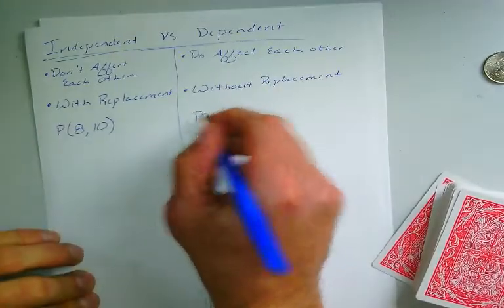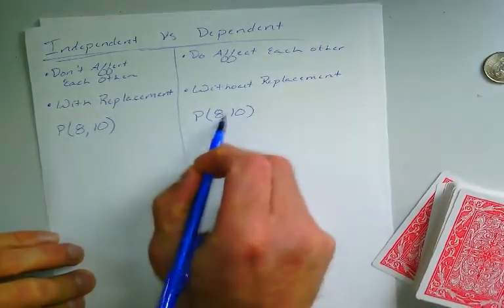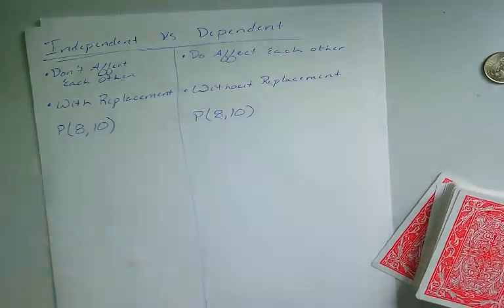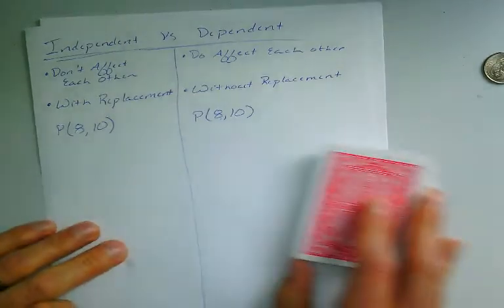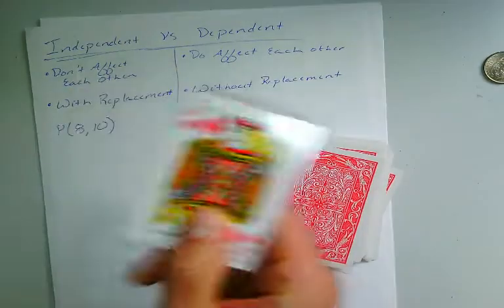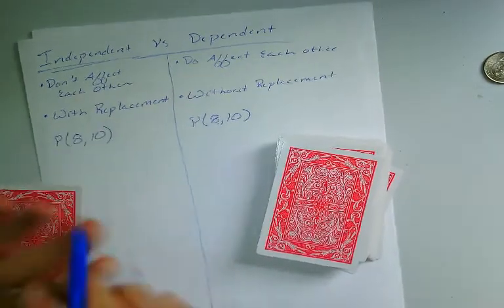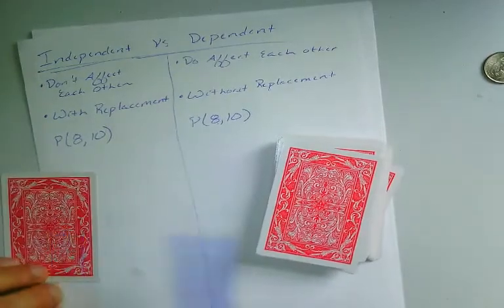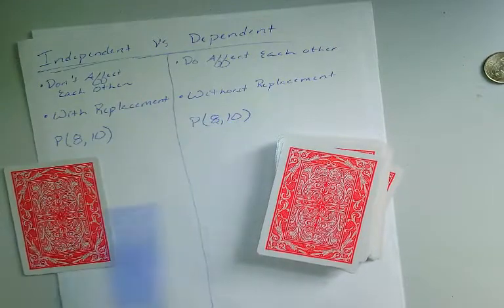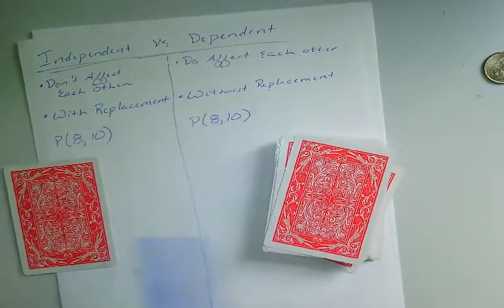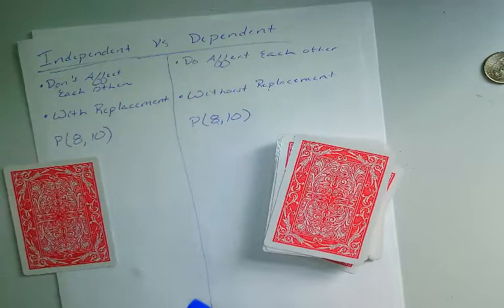Now, if these were dependent events, let's do the same combo here: the probability of getting an 8 and the probability of getting a 10. If it said without replacement, in other words, I draw my first card and take it. I didn't get an 8, but either way, I'm going to set it aside. I am not putting it back in the deck. Since I didn't put it back in the deck, that impacts the probability of getting a 10 because I no longer have 52 cards. I only have 51 cards. So my probability of getting a 10 is really only 4 out of 51.